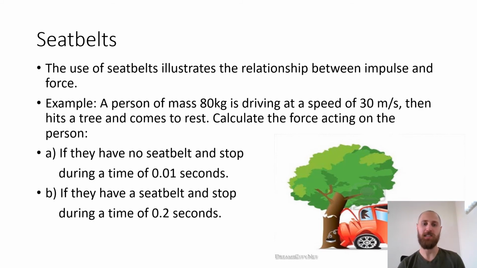So the example is a person of mass 80 kilograms is driving at a speed of 30 meters per second, then hits a tree and comes to rest. I think that's a nice way of saying he died. Calculate the force acting on the person. A, if they have no seatbelt and stop during a time of 0.01 seconds. B, if they have a seatbelt and stop during a time of 0.2 seconds.